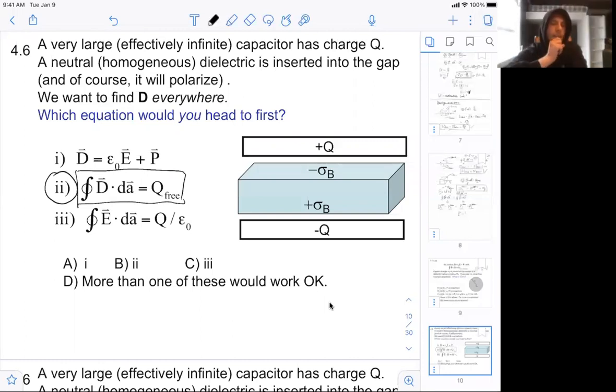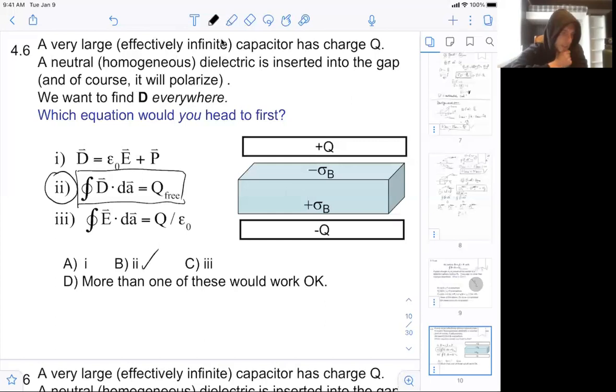The approach that we were trying to take is we want to find D first, and we already know the material is a linear material, and then we can find our E inside the dielectric. That's the ultimate goal. But equation 2 will allow us to find D everywhere right away. You're right. So E is correct.